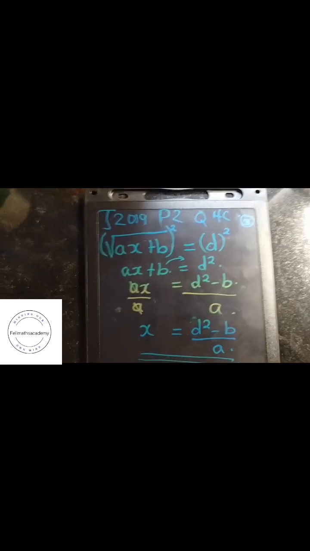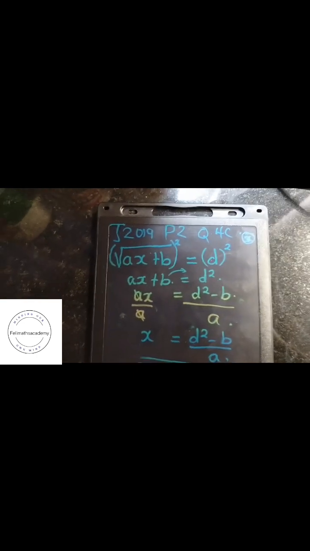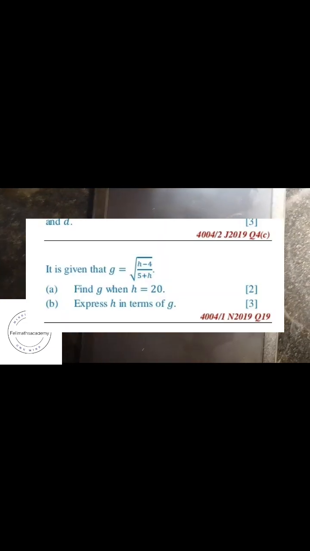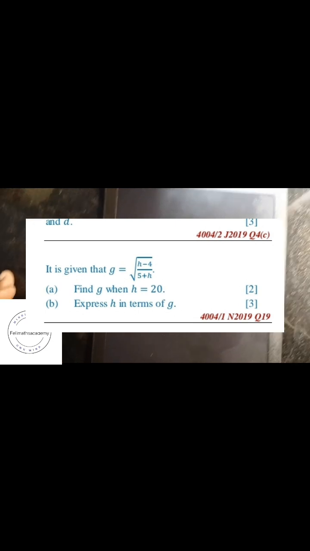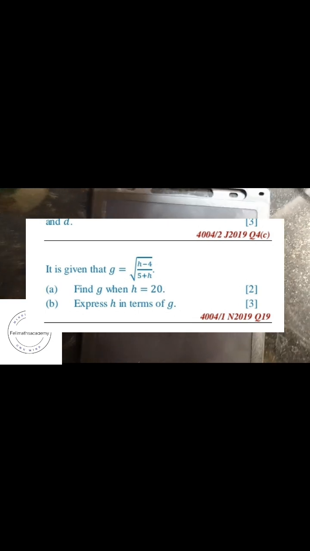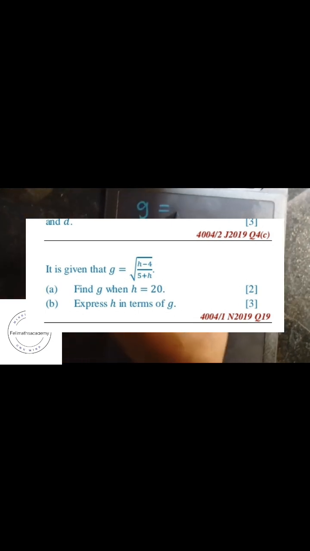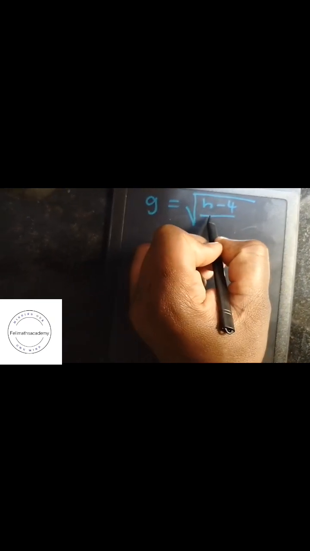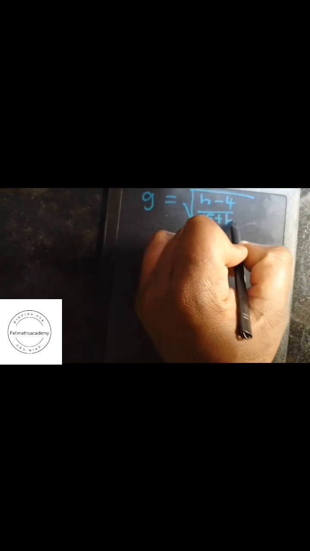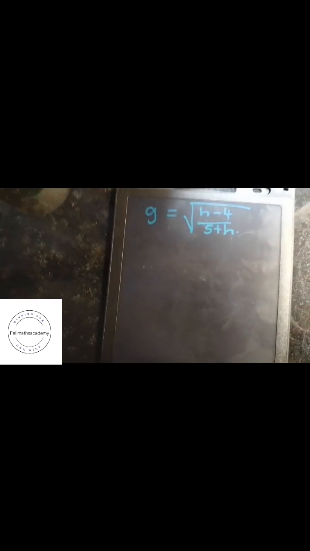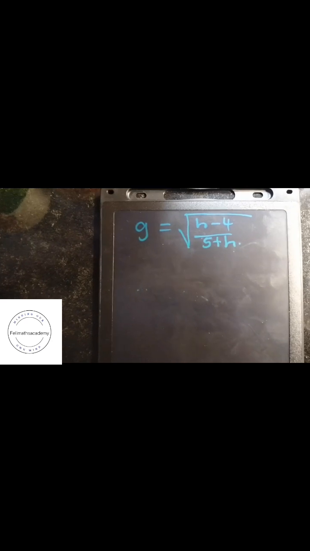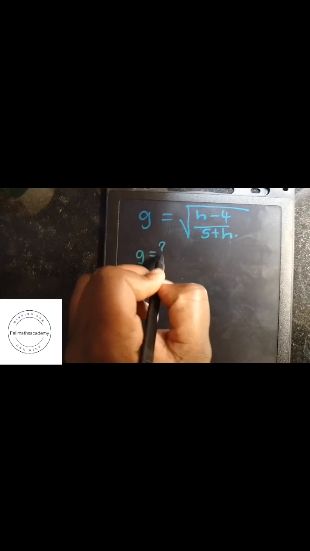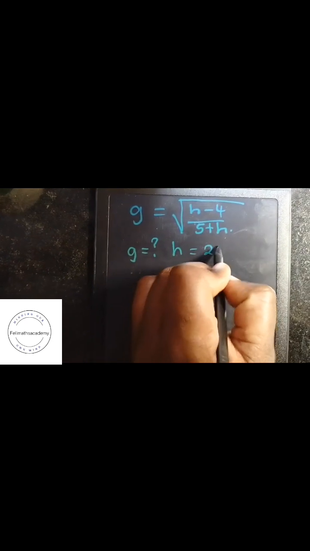Then the next question is a November 2019 paper 1 question, question 19. It is given that g is equal to the square root of h minus 4 over 5 plus h. Part A is a substitution question. Find g when h is 20. So we want to find g when h is equal to 20.